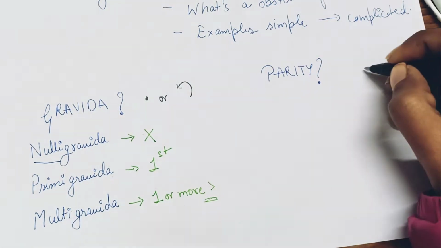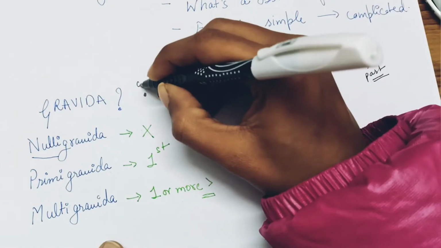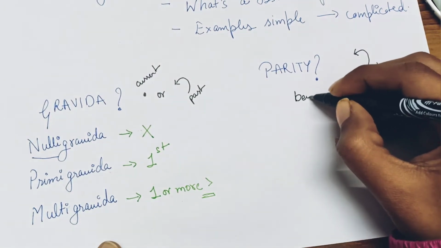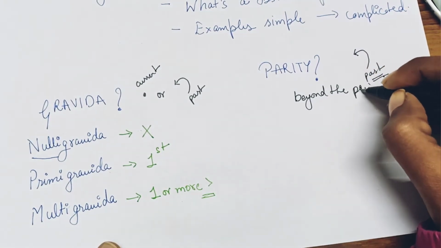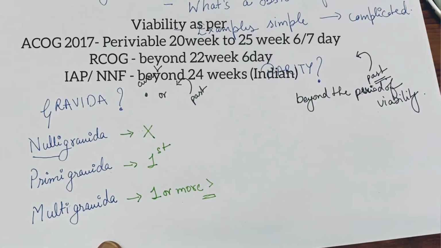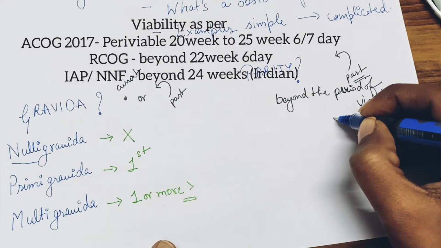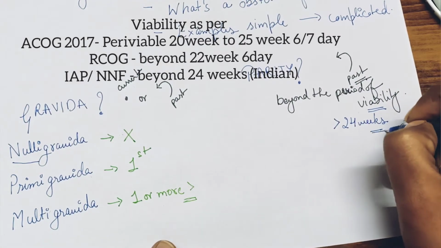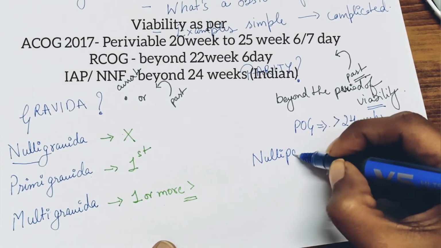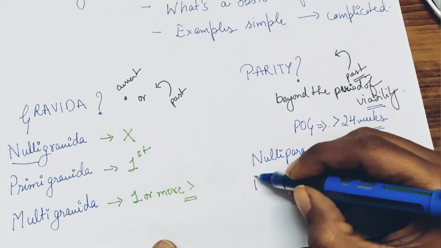Next we have parity. Now, parity denotes only her past pregnancy experiences, and that has been beyond the period of viability. Viability has different standards in different countries. Like for India, we consider it as 24 weeks. In America, it is a range known as the peri-viable birth, from 20 weeks to 25 weeks 6 days. So that differs.